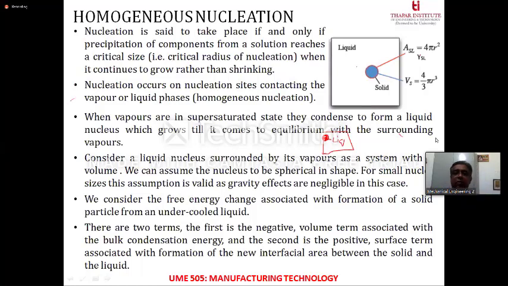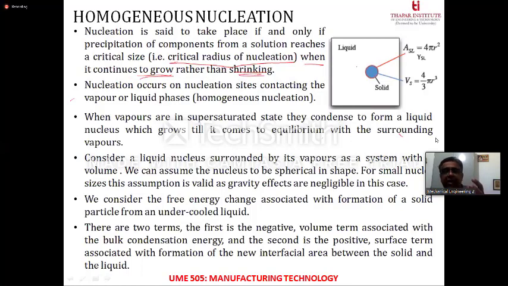Another important aspect to remember is that this nucleus can generate anywhere in the molten pool. There is no specific location, but once it attains a critical radius, it starts to grow. Before it attains a critical radius, it grows and shrinks, because it is consuming lots of free energy which is available in the system at that point of time. So what is nucleation? Nucleation is said to take place only if precipitation of components from a solution reaches a critical size. That critical size is called the critical radius of nucleation, when it starts to grow rather than shrink.